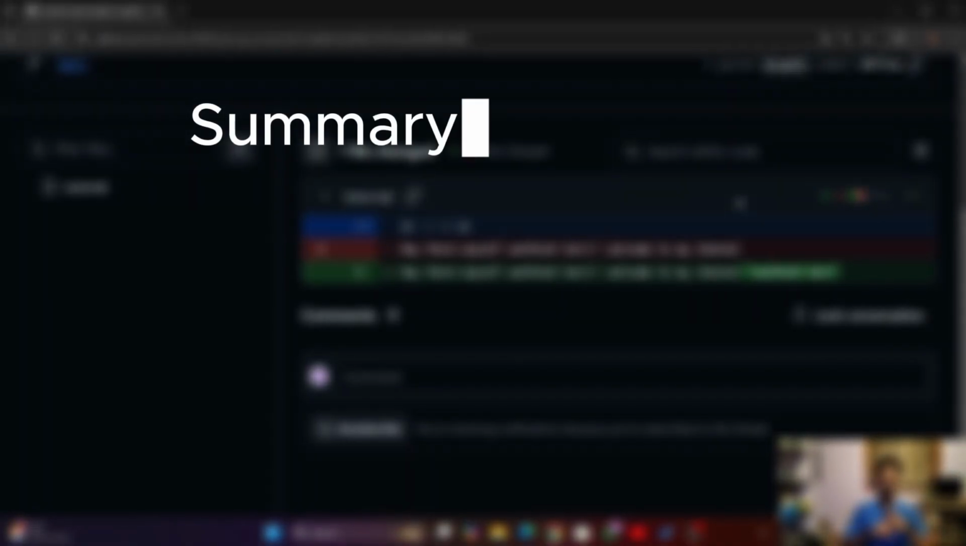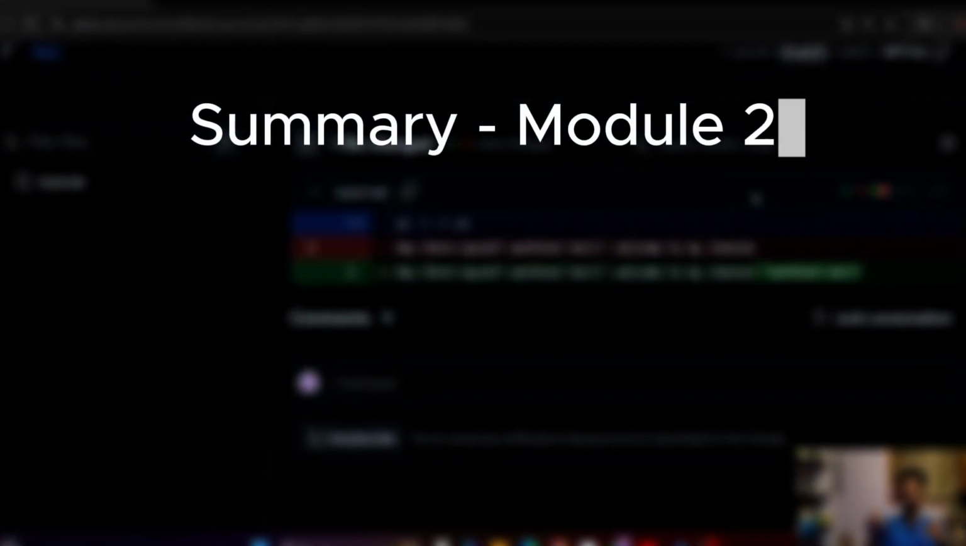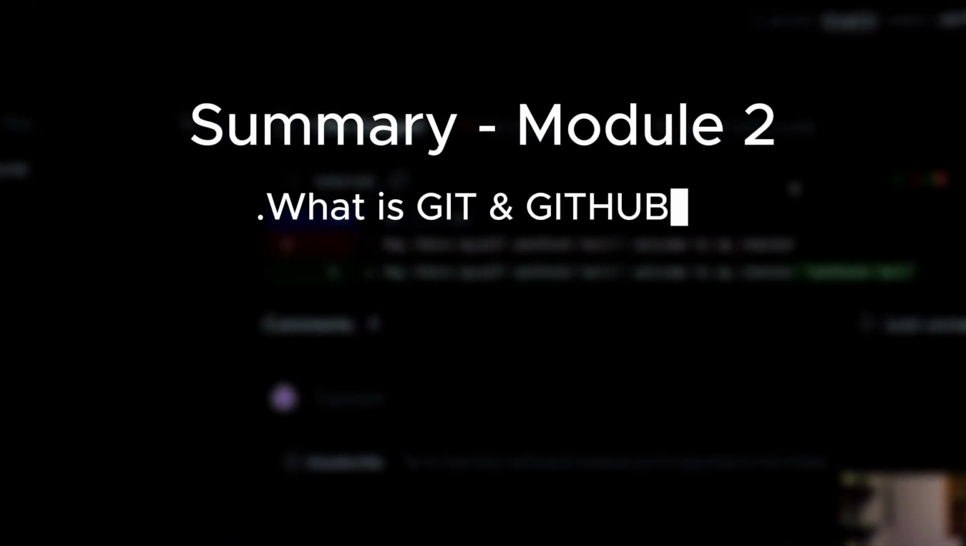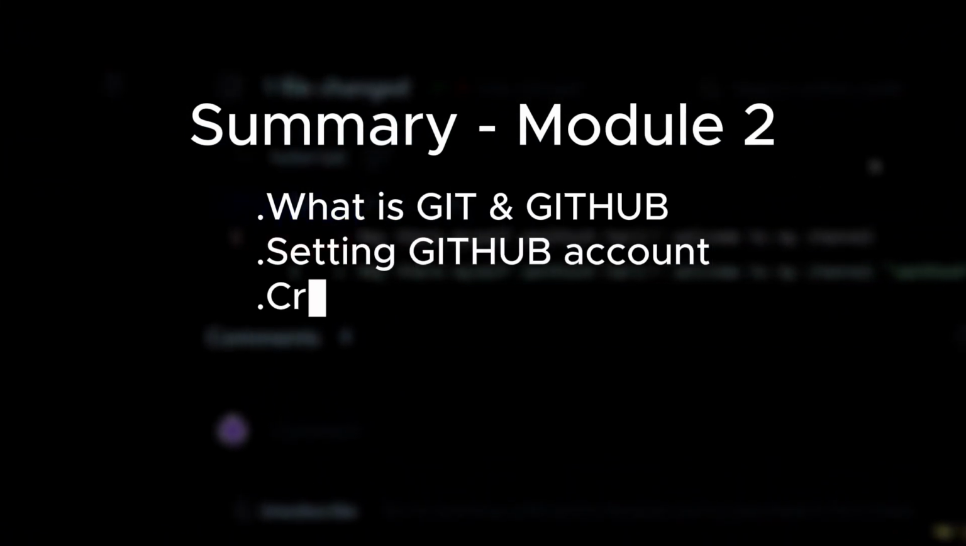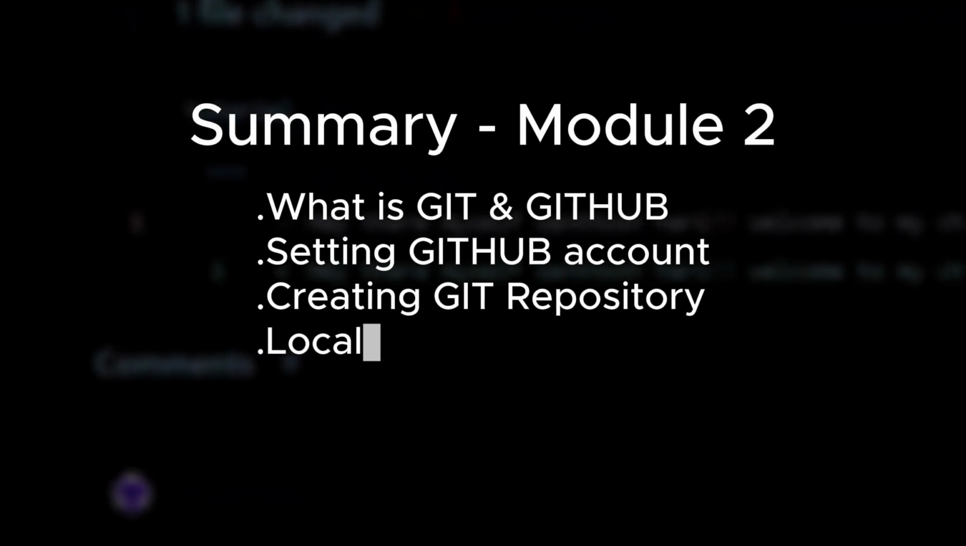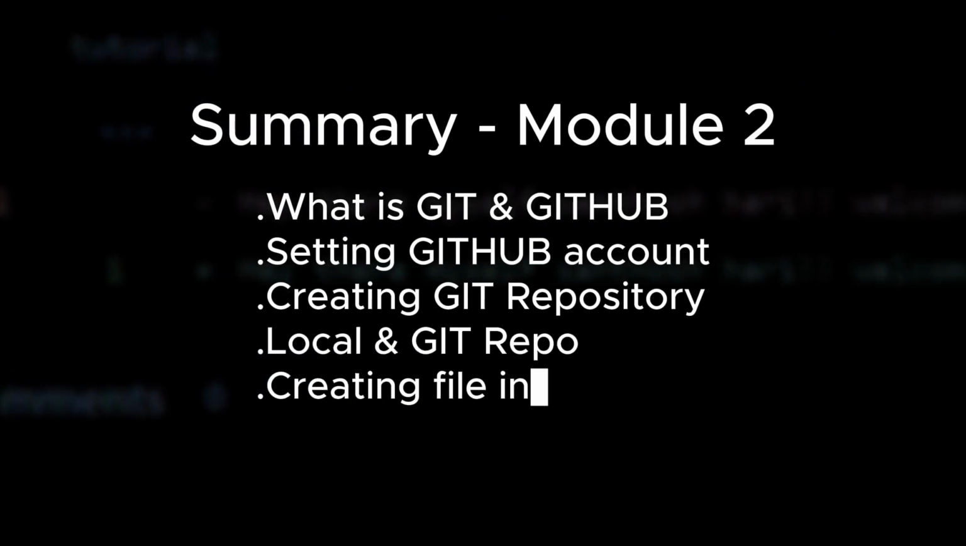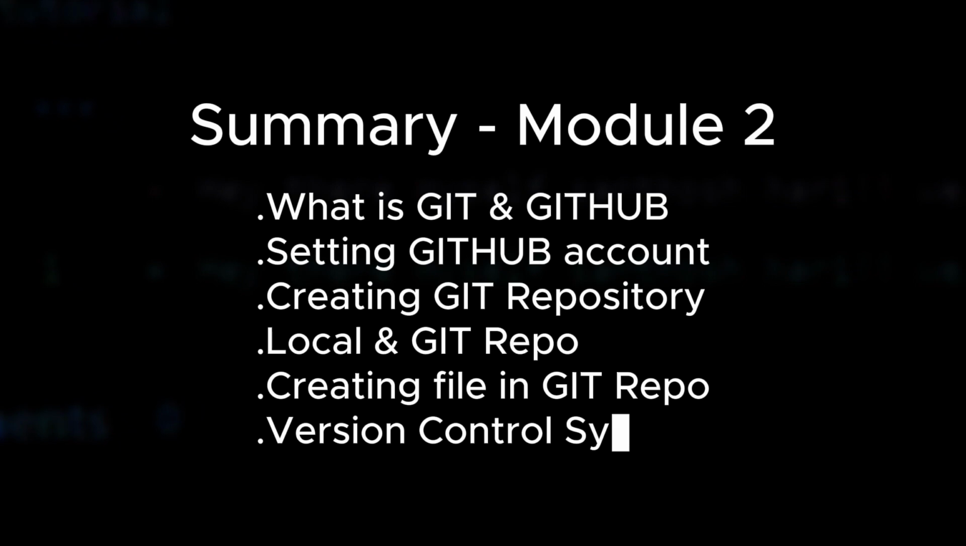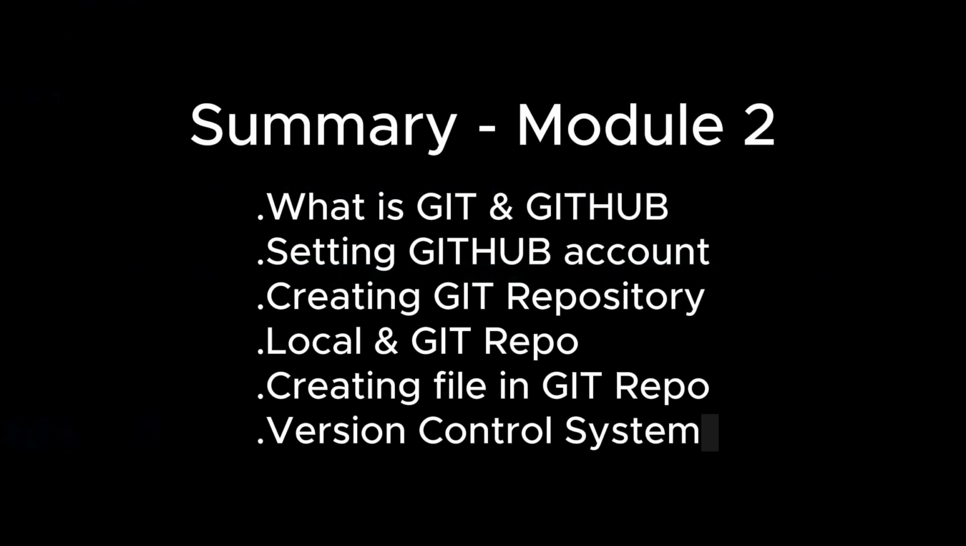To summarize everything that we have learned in this module 2, we have seen what is GitHub, how you can set up your GitHub account, how to create a Git repository, the difference between the local and Git repository, how to create a file in the Git repository, and we have seen the power of version control system with the help of that file.